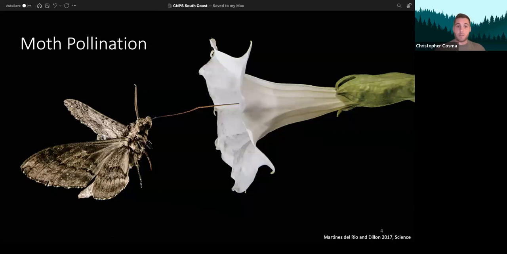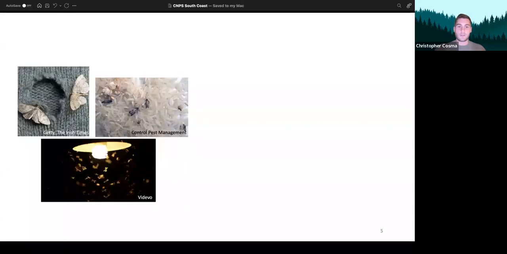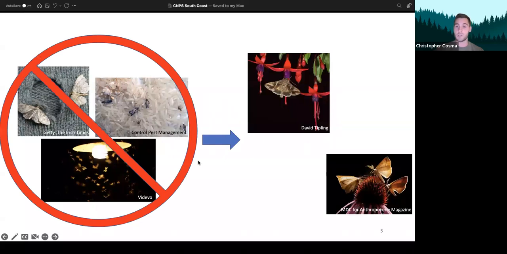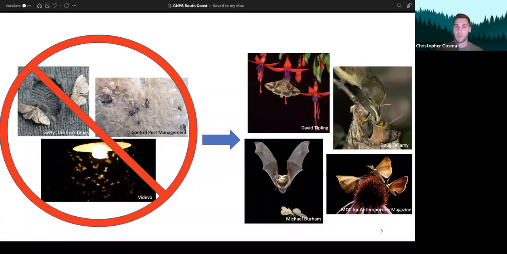So most of my research focuses on moth pollination, and I'm going to be talking a lot about moths in this talk today. And generally, I want to convince you all that moths are not just these pests that eat our clothing or eat our grains in our pantry or fly into your head at night around lights, but instead moths are important components of our ecosystems as pollinators, as well as really critical components of food webs as prey for birds, bats, and other animals. So I'm going to try to convince you today that moths are the good guys here.